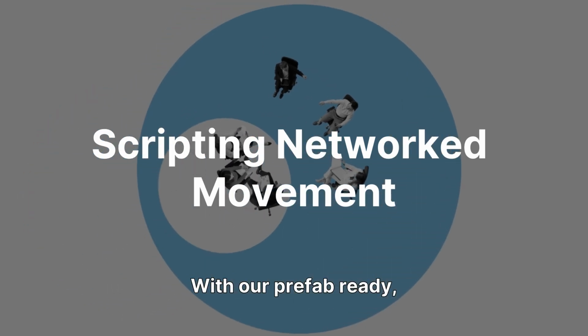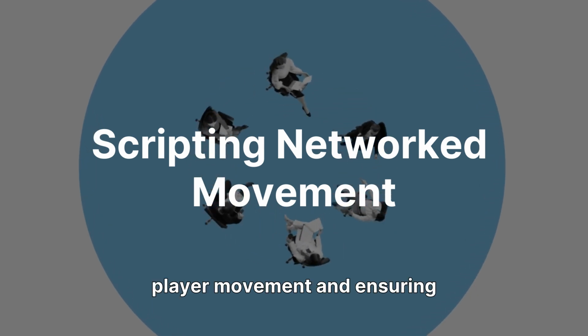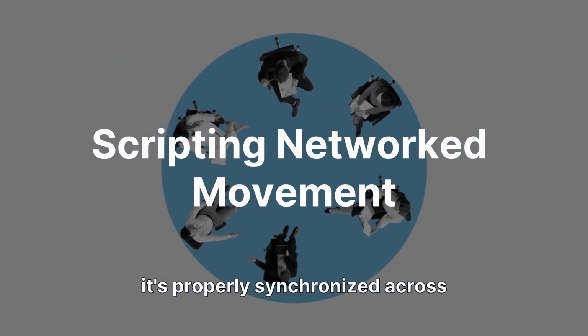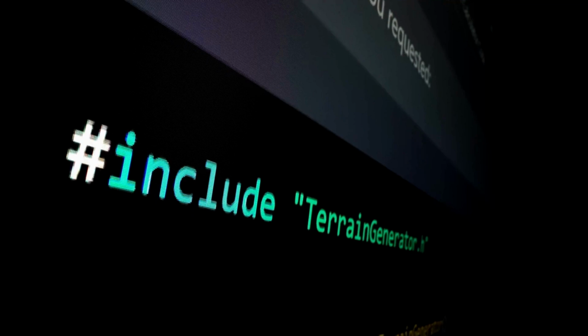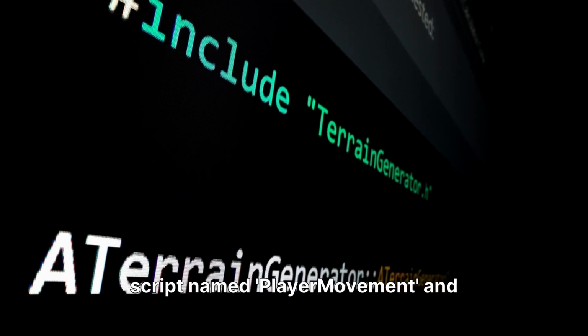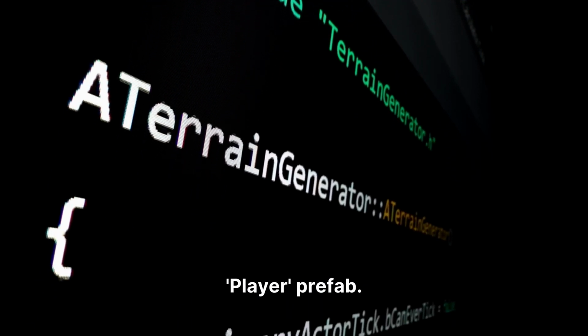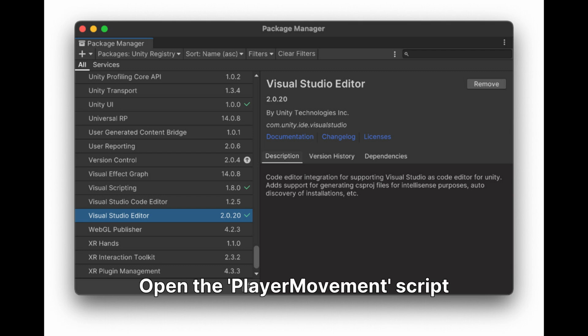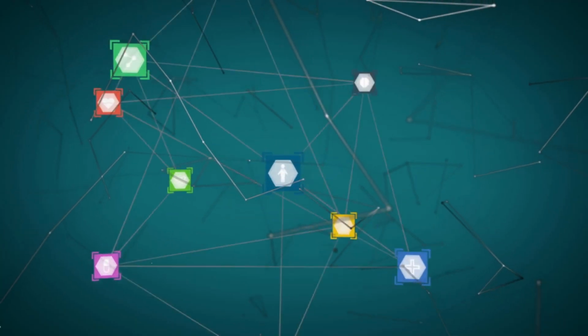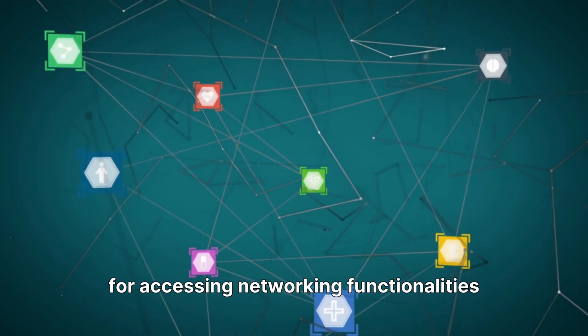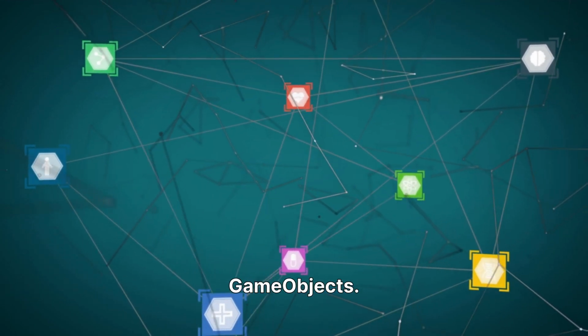With our prefab ready, let's dive into scripting player movement and ensuring it's properly synchronized across all clients. Create a new C# script named PlayerMovement and attach it to your player prefab. Open the PlayerMovement script in Visual Studio. We'll start by inheriting from NetworkBehaviour instead of MonoBehaviour. This change is fundamental for accessing networking functionalities provided by Netcode for GameObjects.